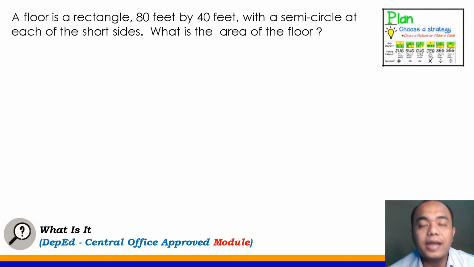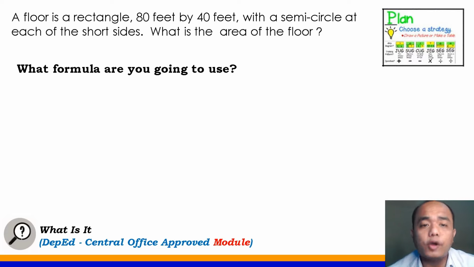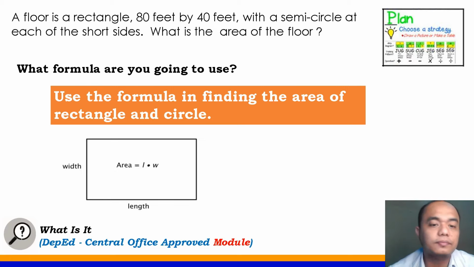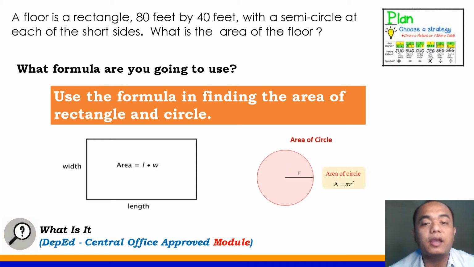Next is we have to plan out what to do. What formula are you going to use? We have to identify the formula that is part of our planning to solve the problem. Yes, very good. We have to use the formula in finding the area of the rectangle and the circle. So here's the formula in finding the rectangle. Area is equal to length times width. And of course, the area of the circle is area equals pi r squared. So, gagamitin natin yung formula na to para ma-solve yung given problem.